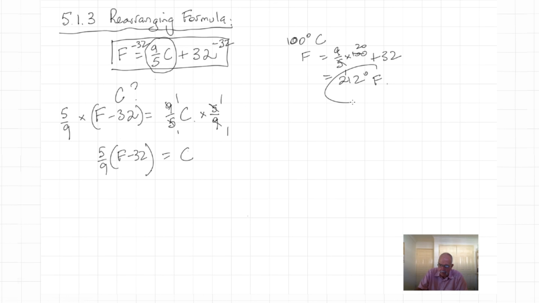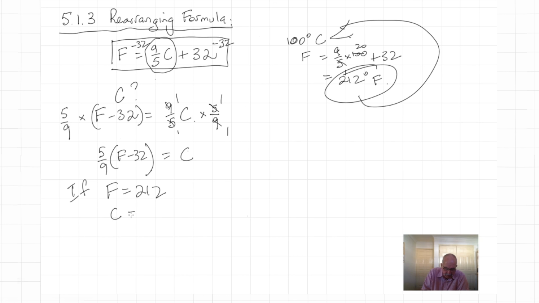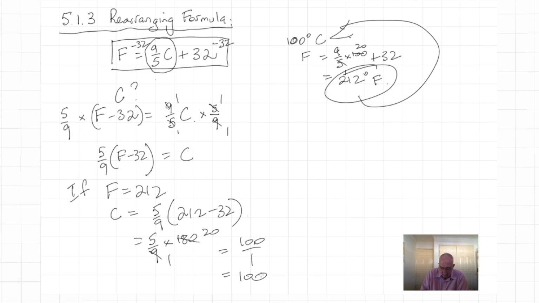So it should work on 212. It should bring us back to 100. Let's see if it does. So if F equals 212, we are hoping it's going to bring us back to 100 degrees Celsius. C equals 5 on 9, 212 minus 32, equals 5 on 9 times 180. 9 once, 9 into 180 goes 20, 5 times 20 is 100 on 1, which is equal to 100.